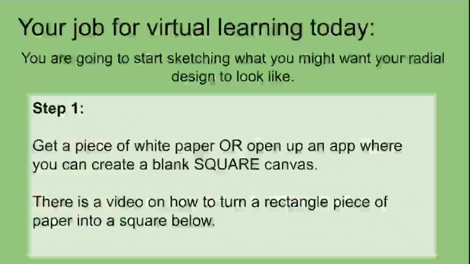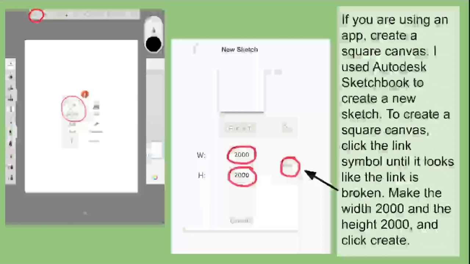Your job for virtual learning today. You are going to start sketching what you might want your radial design to look like. So step one is to get a piece of paper or open up an app where you can create a blank square canvas. It should be a square, not a rectangle. And there is a video below on how to turn your piece of paper into a square. And you won't see that in this video, but you will see it on your Schoology page.